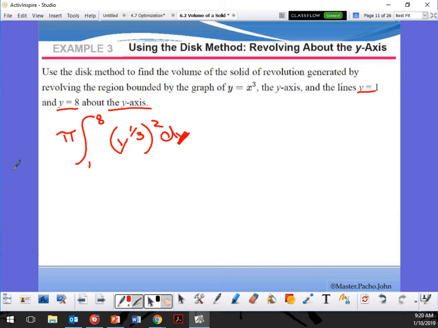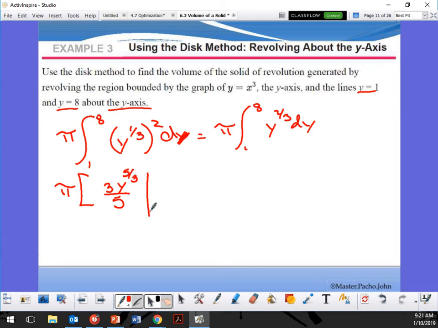All right, so this is going to end up becoming pi, integral from 1 to 8 of y to the 2/3 dy. Pi, and that's going to be 3/5 y to the 5/3 from 1 to 8.